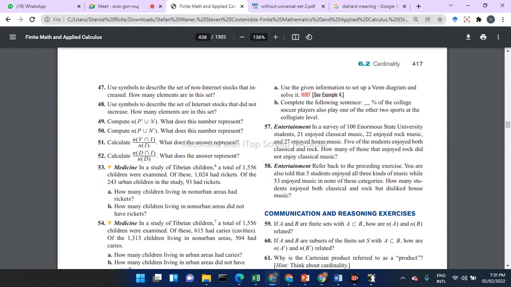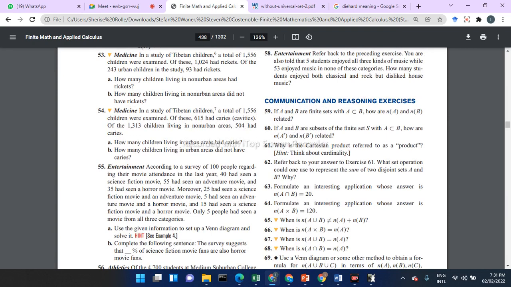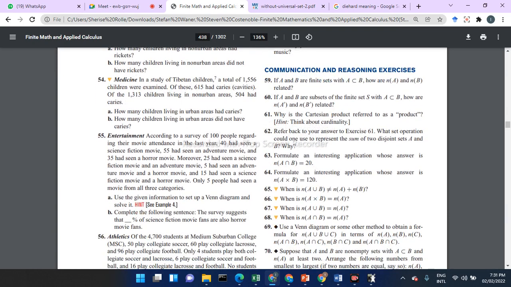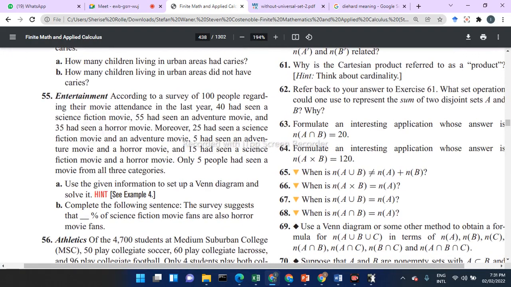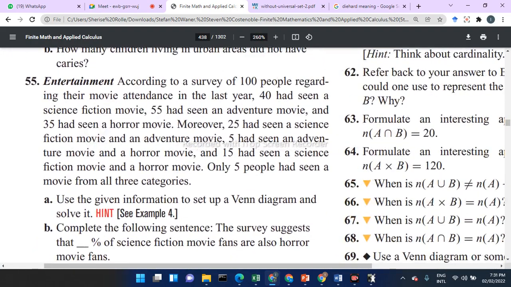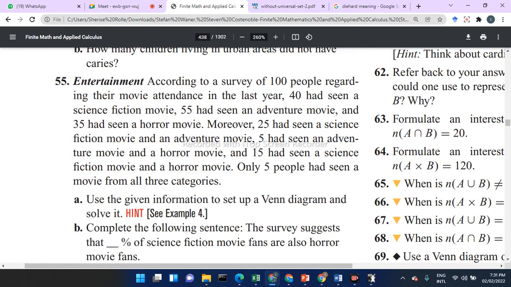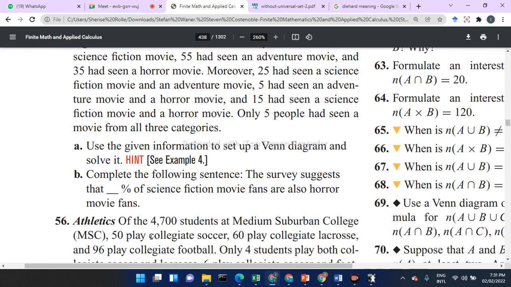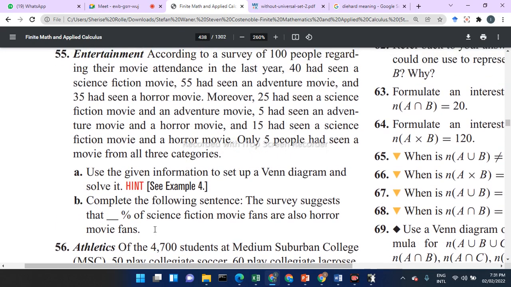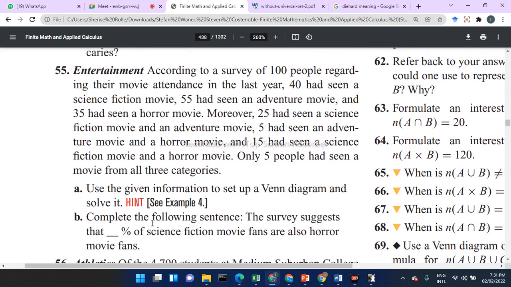All right, let's do number 50. No, do number 55. 55 should be nice. Only do 55A. You don't have to do the percentage, unless you want to do it. But didn't you say we were moving on to percentage?